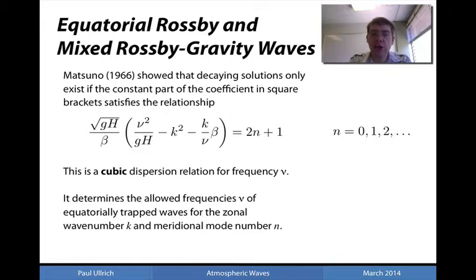This is actually a cubic dispersion relation then for the frequency nu, where we have a new free parameter n associated with the system. It actually determines the allowed frequencies associated with a particular zonal wave number k and meridional wave number n. So for a particular zonal wave number, one then gets a family of solutions which have different oscillation frequency in the meridional direction.